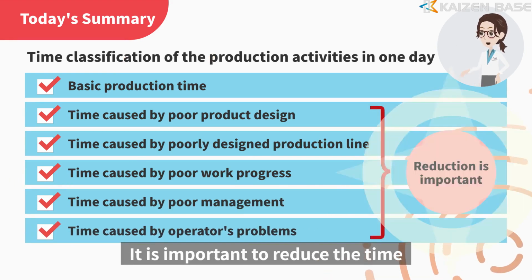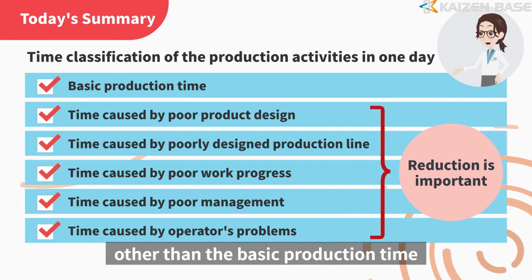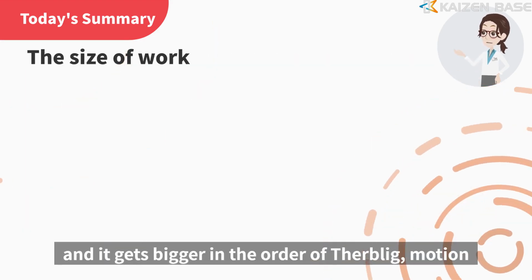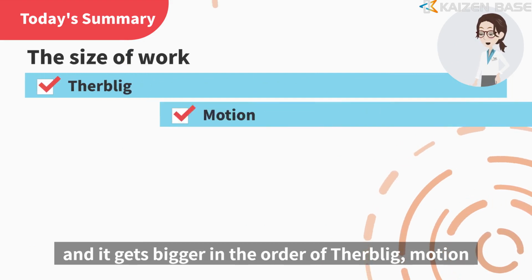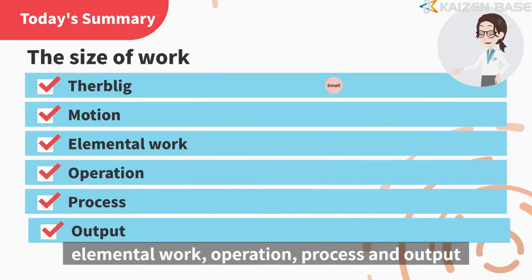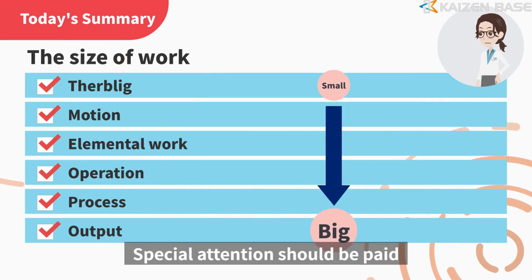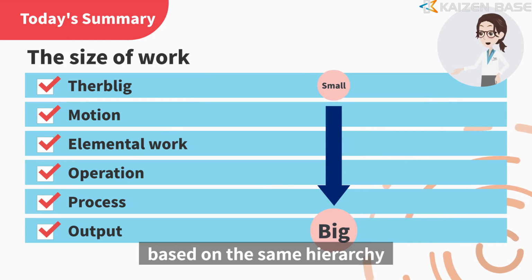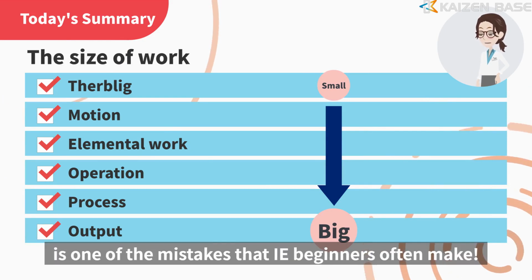It is important to reduce the time that doesn't create value other than the basic production time. And there is size in work and it gets bigger in the order of third, motion, elemental work, operation, process and output. Special attention should be paid that analyzing things of different sizes based on the same hierarchy is one of the mistakes that IE beginners often make.